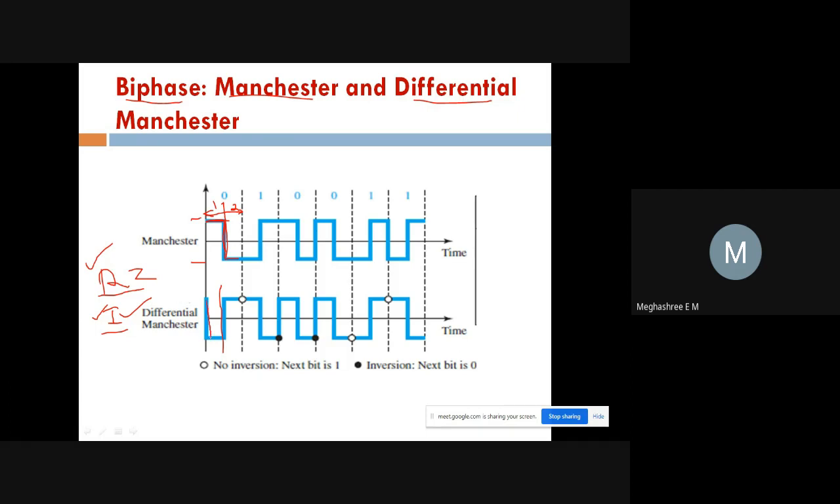So I'll just start with, see, this is 0. No inversion when there is 1, and when there is 0, there is inversion. See, this is the middle of the bit, it returns here, 0. So what is the next bit? It is 1. So there is no inversion. Next, if the next bit is 0, then there is inversion. So you can see here, when it is 1, there is no inversion. When there is 0, the signal changes here. When it is 1, it doesn't change. So this hollow and filled circle represents that. That is about differential Manchester.